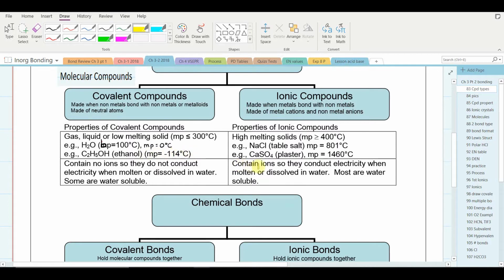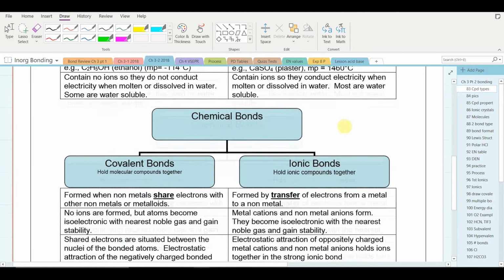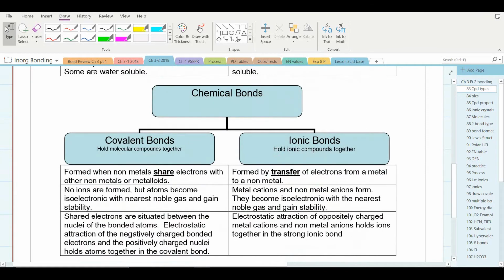Ionic compounds contain ions, and so they conduct electricity when they're molten or dissolved in water. And many ionic compounds are water-soluble. Covalent compounds contain no ions, so they won't conduct electricity when they're melted or dissolved in water. Some are water-soluble. Let's compare the chemical bonds in ionic compounds and covalent compounds.